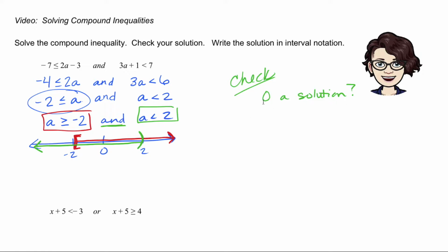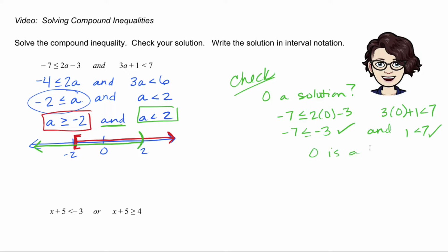Well, we want to check with our original inequalities. So -7 less than or equal to 2 times 0 minus 3. That'd be 2 times 0 is 0, minus 3. Is -7 less than or equal to -3? Yes. So 0 is a solution to the first inequality, but it also has to be a solution to the second one. So we'll check 3 times 0 plus 1, is that less than 7? Well, 3 times 0 is 0, plus 1 is 1. Is 1 less than 7? Yes. So they're true for both. So yes, 0 is a solution.